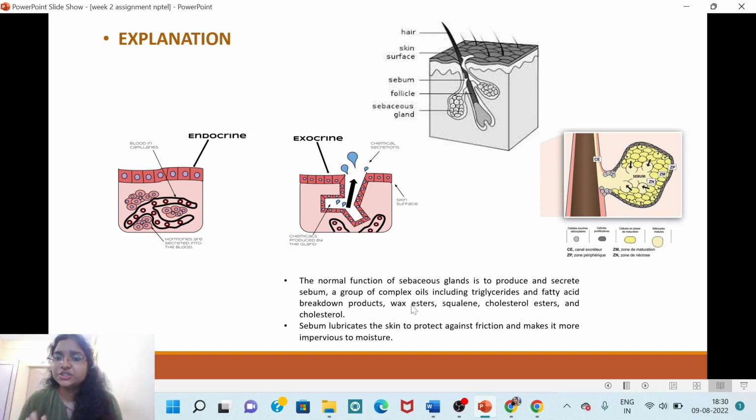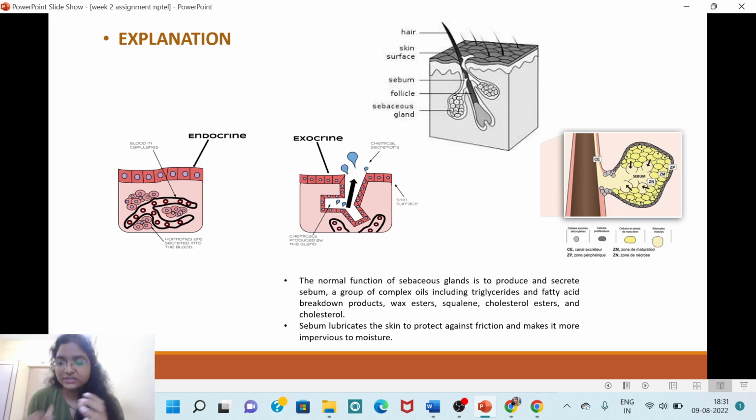So the normal function of sebaceous gland is to produce and secrete sebum. And what is sebum? Sebum is a group of complex oils including triglycerides and fatty acids, which break down products, wax, esters, etc. And sebum lubricates our skin to protect against friction and makes it more impervious to moisture. Impervious means not permeable to moisture. The more our skin is lubricated by sebum, the more our skin remains moisturized, right?